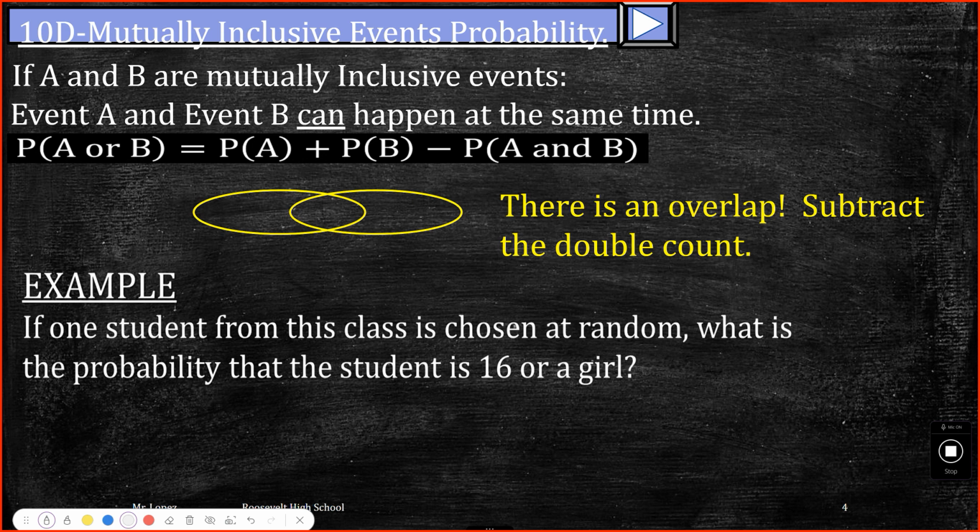If one student from this class is chosen at random, what is the probability that the student is 16 or a girl? So definitely you could be 16 and a girl, both 16 and a girl. And I'll bet for sure somebody already said, I think you're a girl and you're 16.